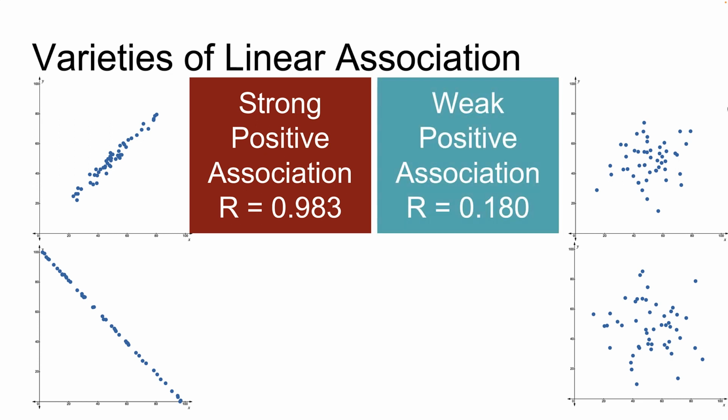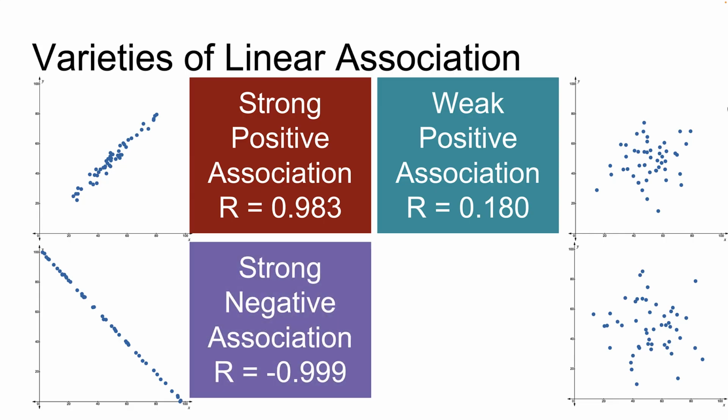On the upper right-hand side, this graph has weak positive association, and the value of R is equal to 0.180. R is positive because it's a positive trend or association, but it's close to 0 in this case because there is a weak association between the 2 variables.